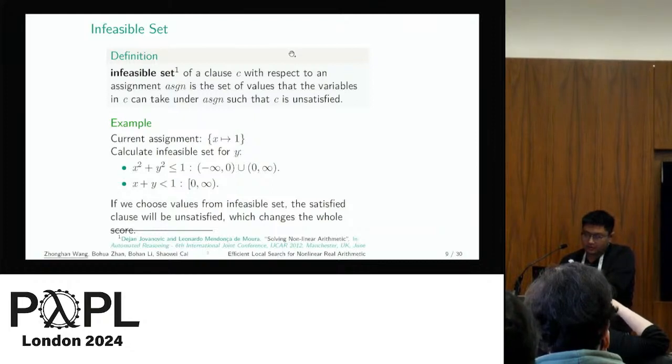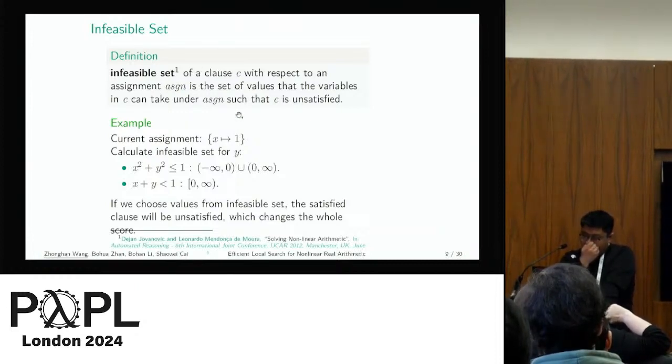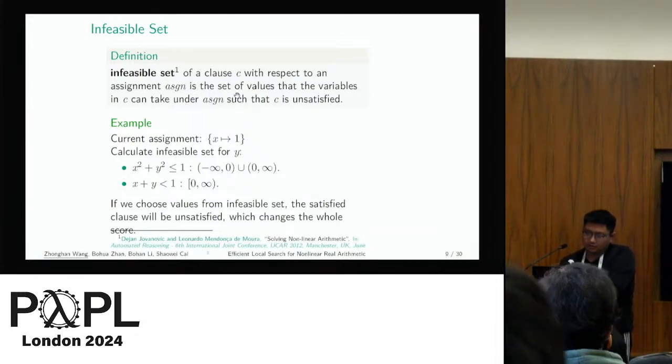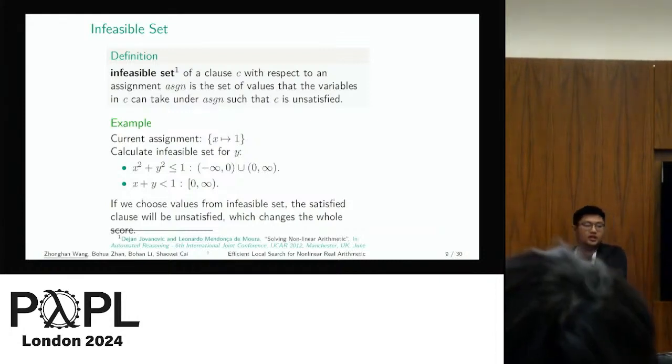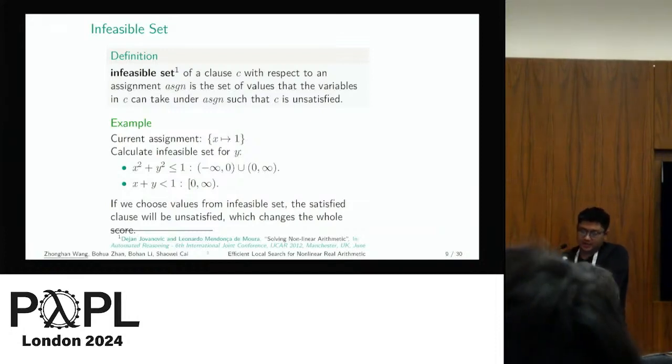Okay, here's some basic definition. The invisible set of a clause C with respect to an assignment is the set of values that the variables in the clause can take under the assignment, such that the clause is unsatisfied. And we know that the set may be empty and may be the full set.